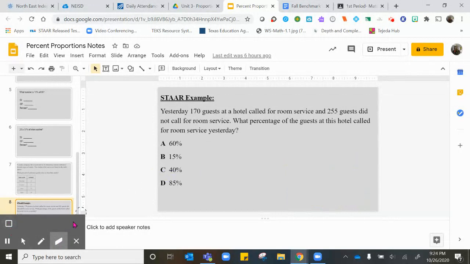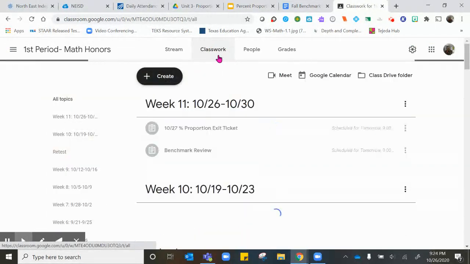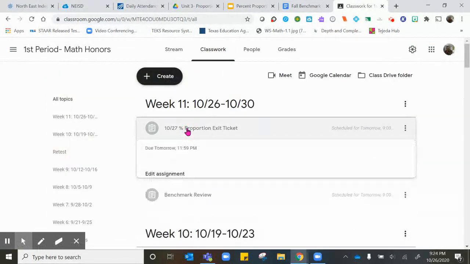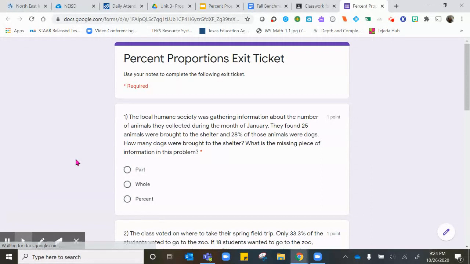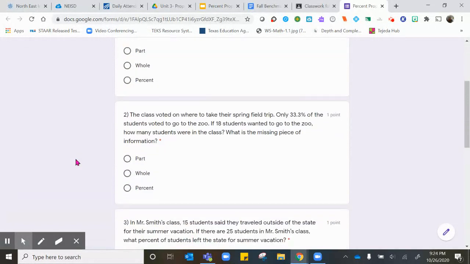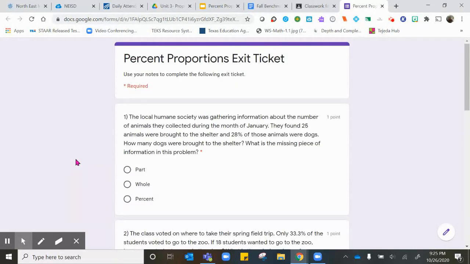All right, let's talk about what you need to do now. So if you head on to Google Classroom and go to classwork, you have an exit ticket to complete. So the percent proportion exit ticket. There are 5 problems that I need you to complete so I can check and see, did you watch the video and do you understand it?